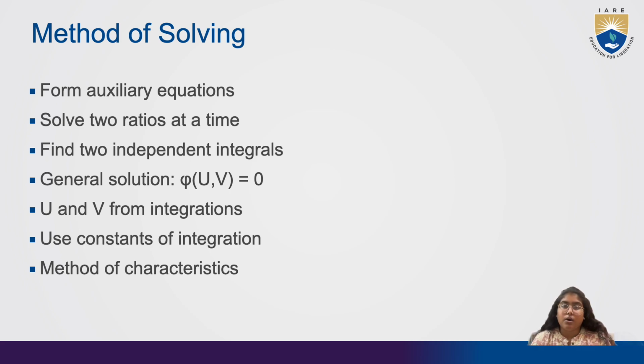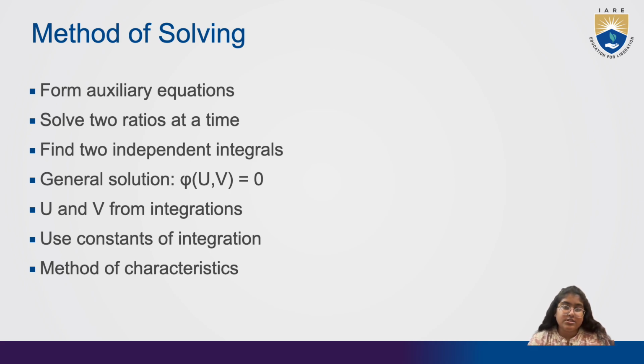First, we set up the auxiliary equations, which are written as dx by capital P is equal to dy by capital Q is equal to dz by capital R. These ratios represent how changes in x, y, and z are related along the characteristic curves. We then solve these two at a time to find two independent relationships among x, y, and z. These solutions are often in implicit form.